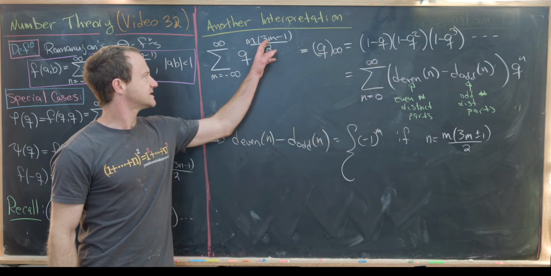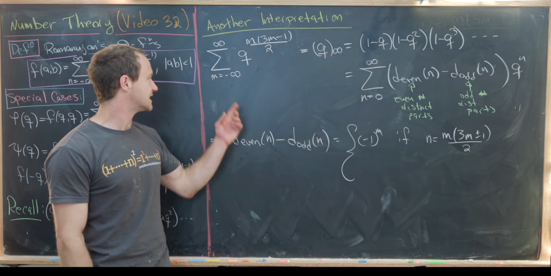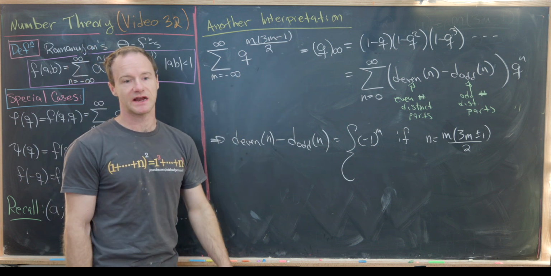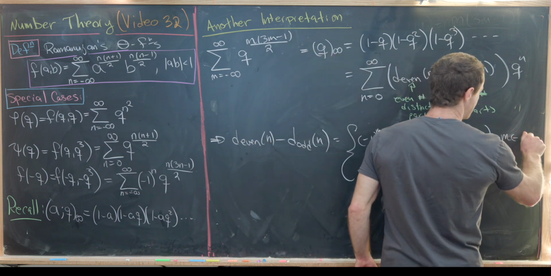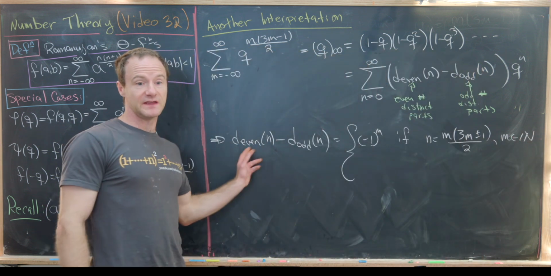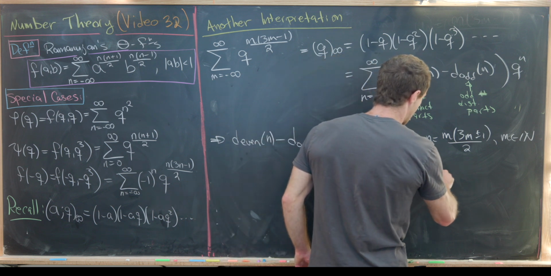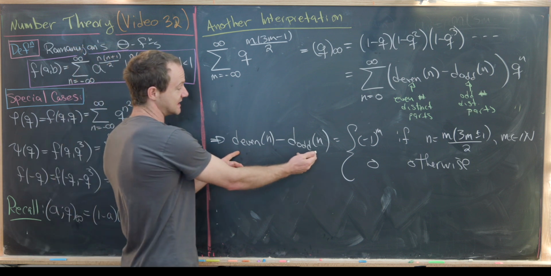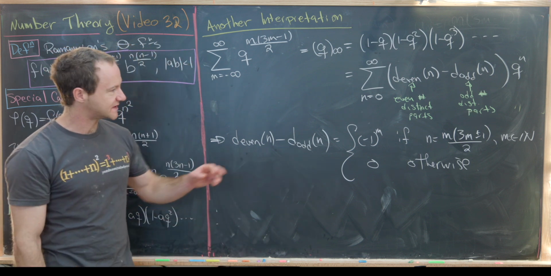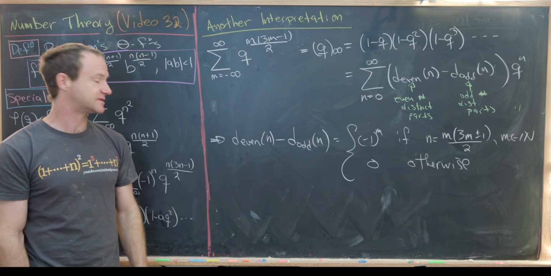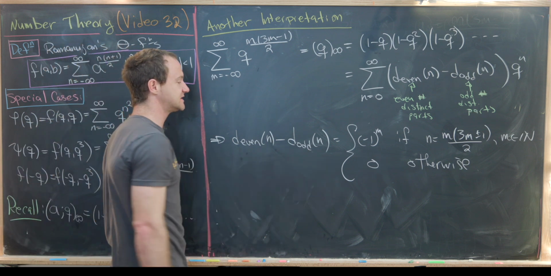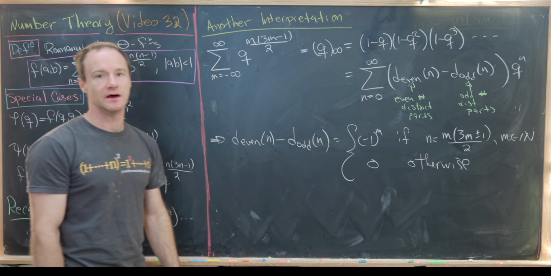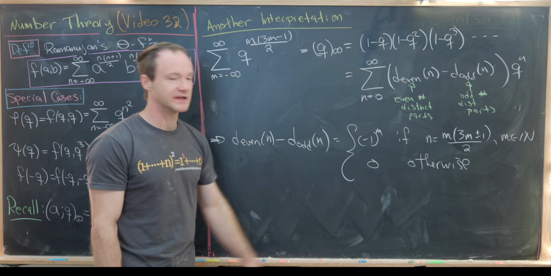You might say, well, why isn't it just m times (3m minus 1) over 2? Well, that's because m is running over all integers, but if you've got a negative integer, that just has the effect of changing this minus to a plus. So that means we've got m is a natural number here. And then the difference between these two is 0 otherwise. So in other words, if n is a pentagonal number or a generalized pentagonal number, the difference between these two numbers of partitions is 1, in absolute value. And which one's larger depends on the parity of our m. But if n is not a pentagonal number, you get 0.